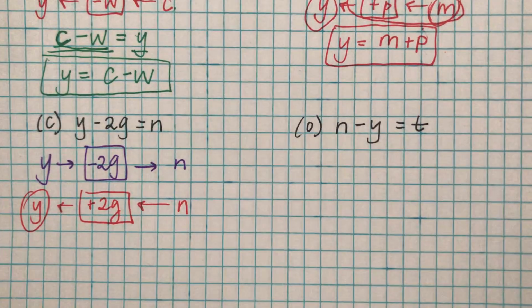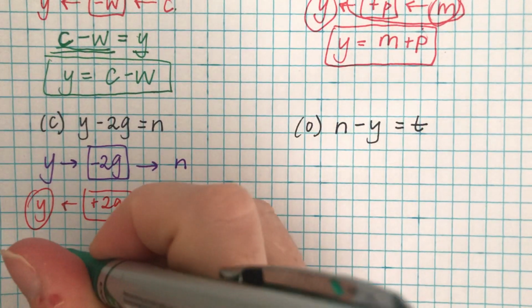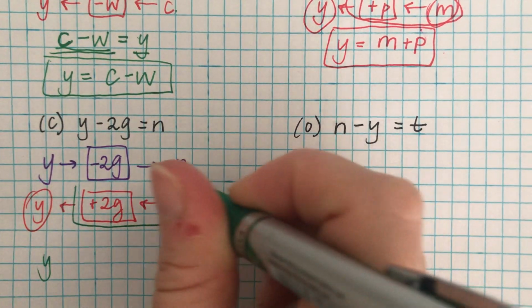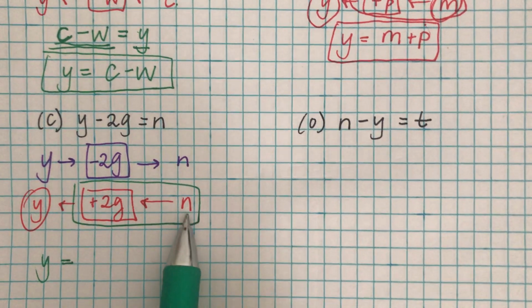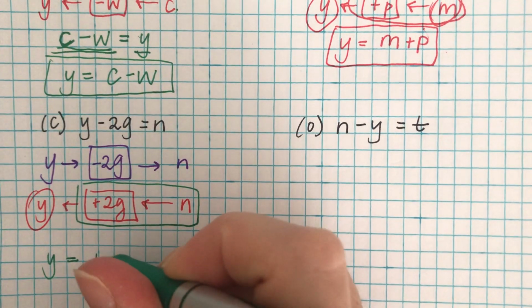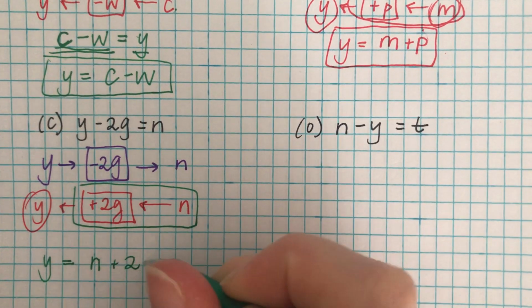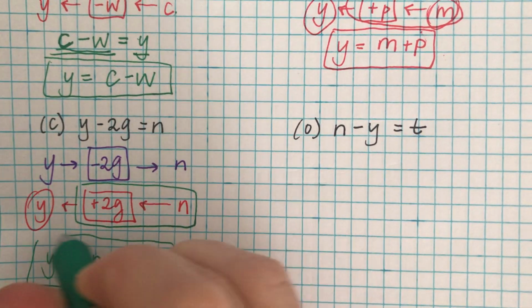So remember, we can bring down just y, and then the rest of this I'll write as the expression that y is equal to. So I start from the right side with n, and then I add 2g to that, and that gives us our answer. That's all there is to it.